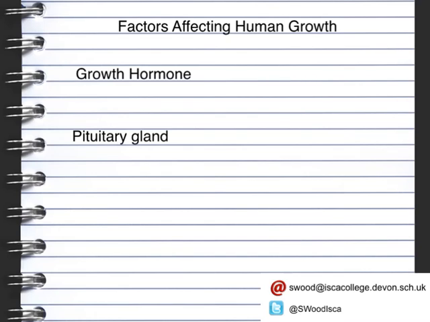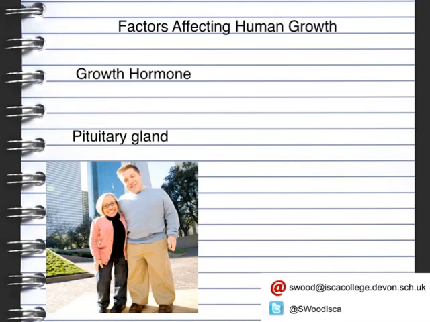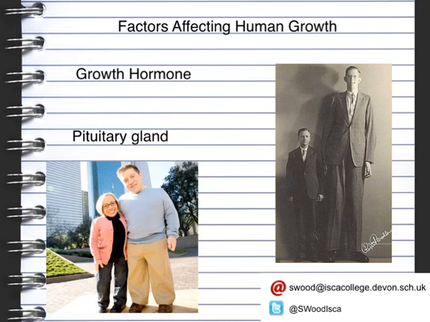So we have dwarfism, which is where we have a lack of the growth hormone, and then we have gigantism, or giants, which is where we have too much growth hormone. Okay.